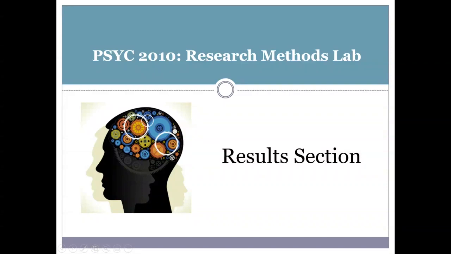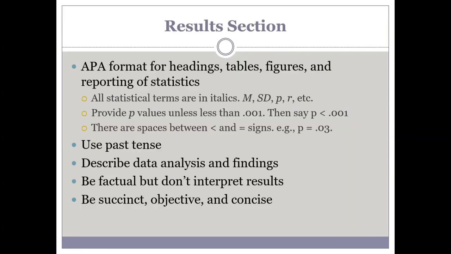Hi everyone, in this video I will be discussing the results section of a paper. So for the results section, you will have everything in APA format. Your headings, tables, figures, and the statistics that you will be reporting should all be in APA format. And part of what this means is that all your statistical terms will be in italics.